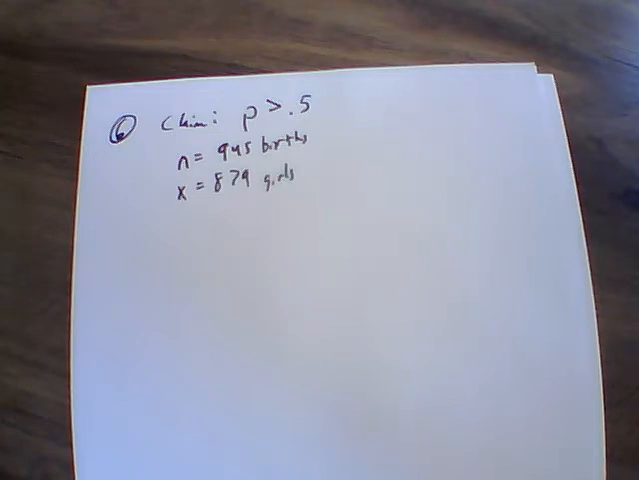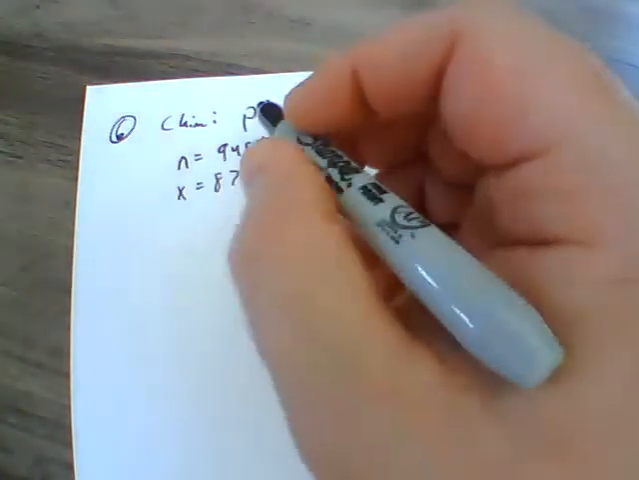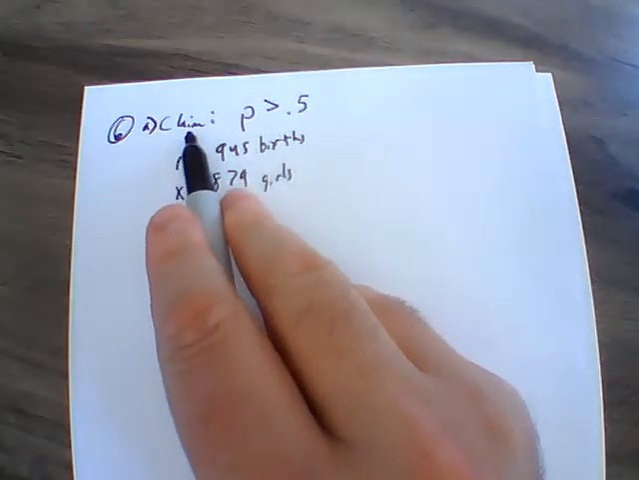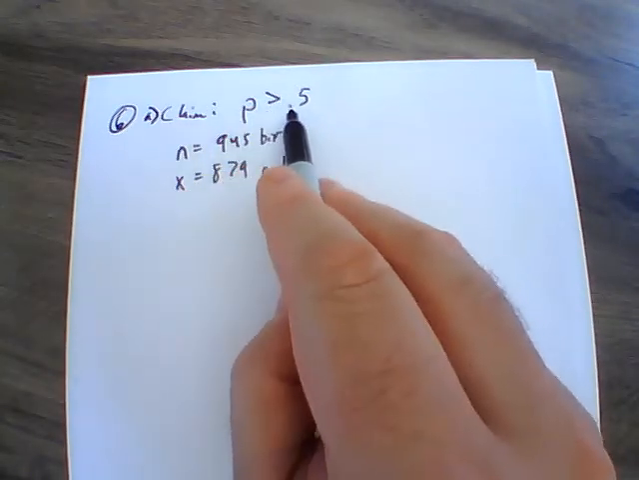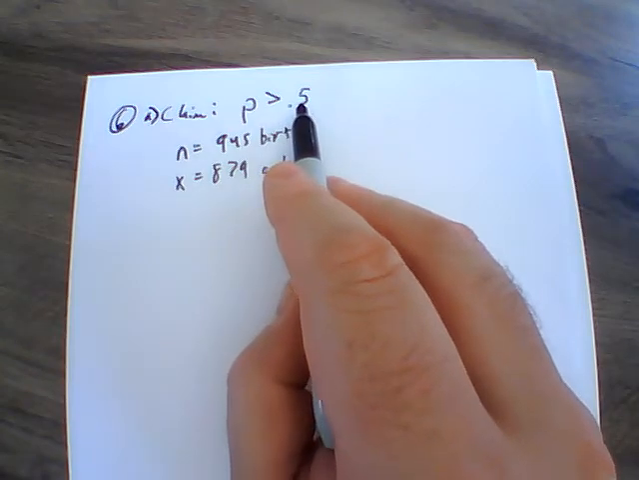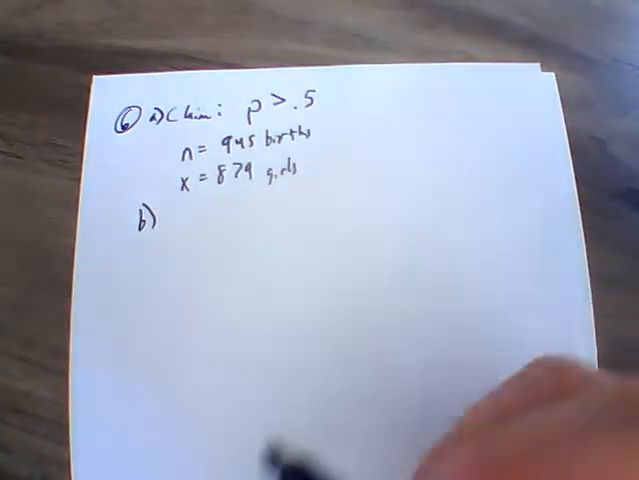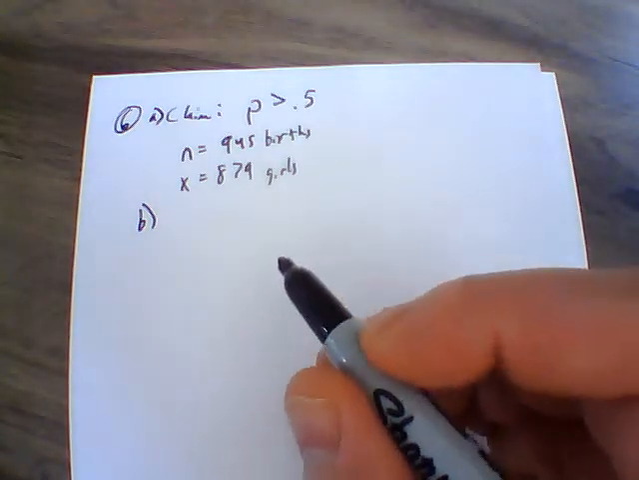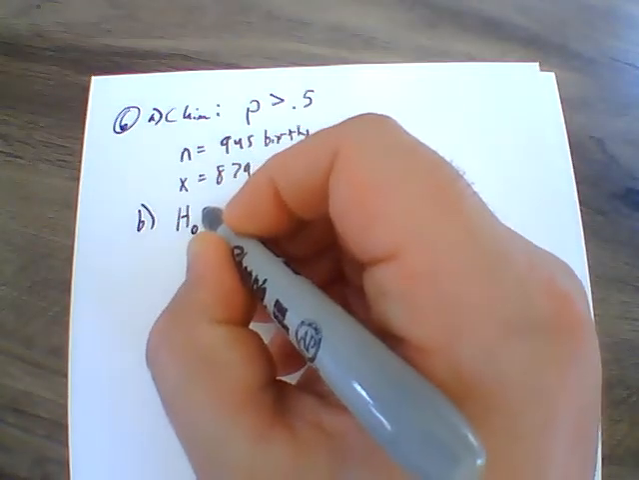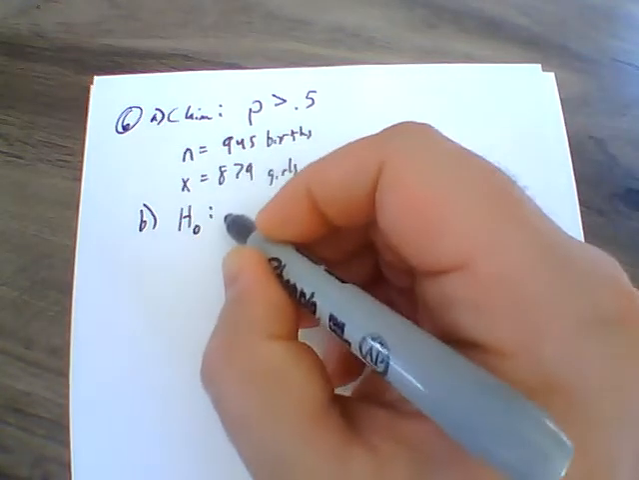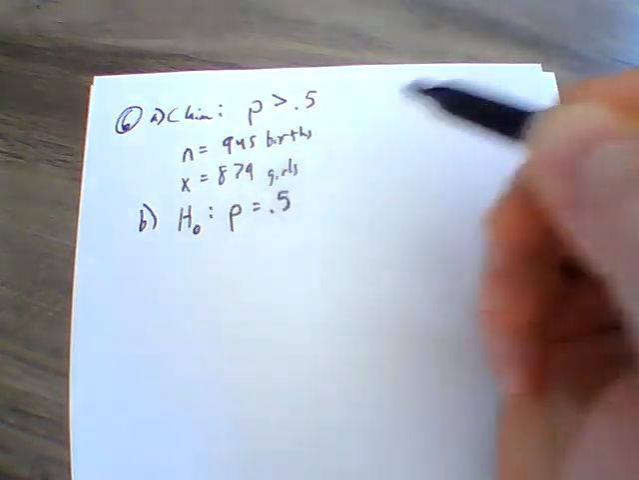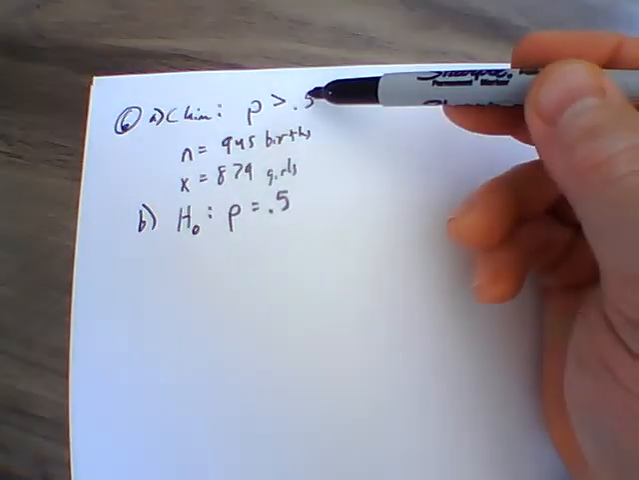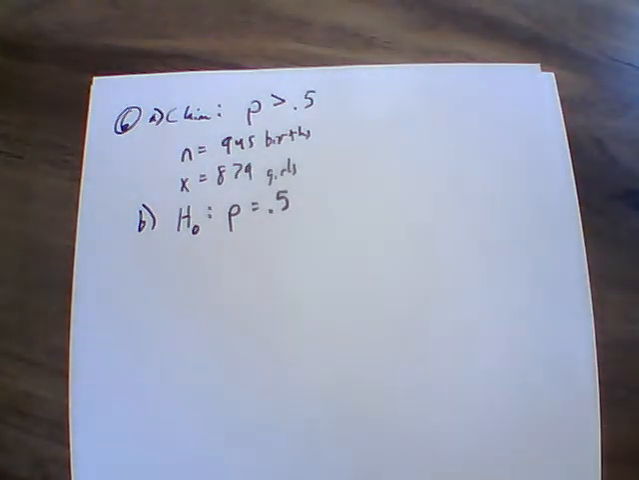Part A says express the original claim in symbolic form and then identify the null and alternative hypothesis. So basically this is part A. In part A, we talk about the claim as being greater than 0.5. Part B talks about the null and alternative hypothesis. So our null hypothesis is P equals 0.5. Once again, the null is always equal to the value that we're representing towards a claim.